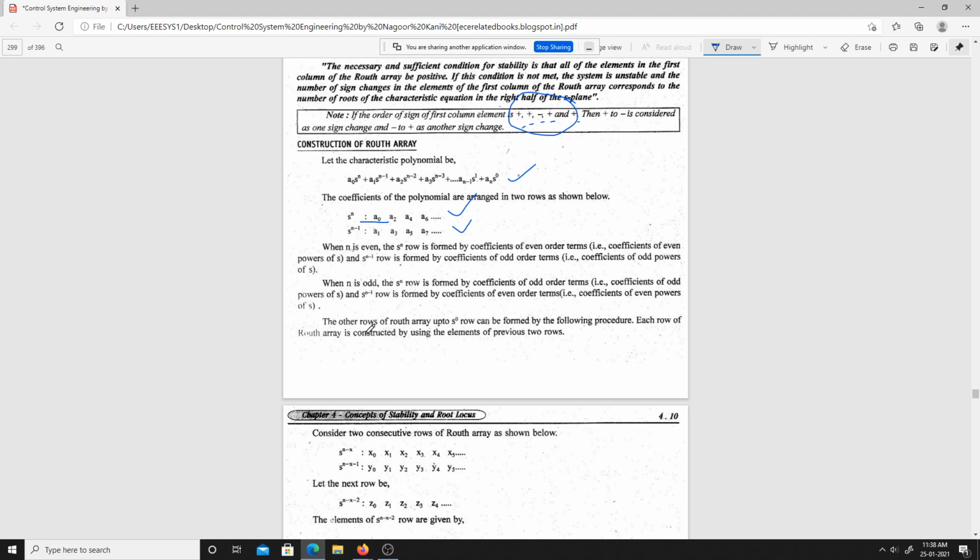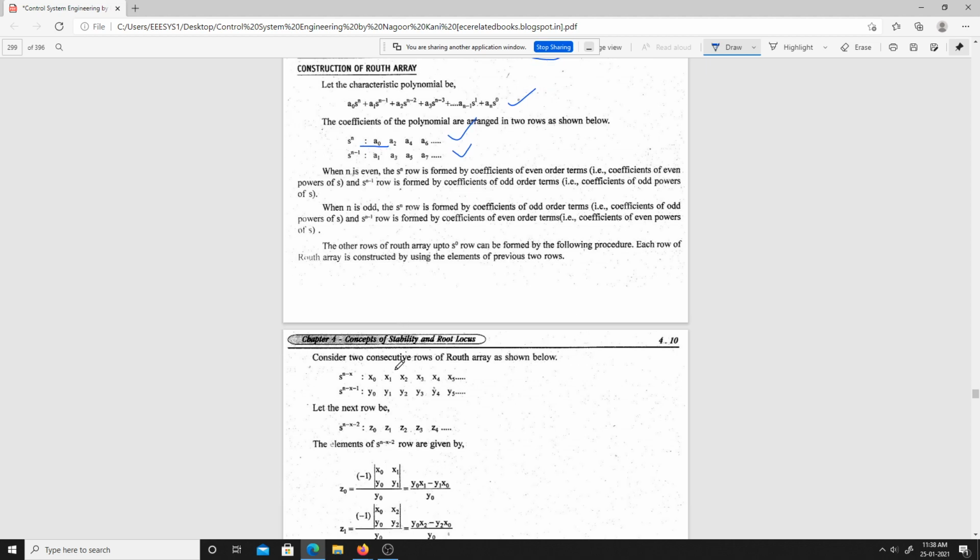So the other rows of the array, up to the s to the power 0 row, can be formed with the following procedure. Each row of the array is constructed using the elements of the previous two rows. So these are the two rows we are having. With the help of these two rows, the next rows will be created.